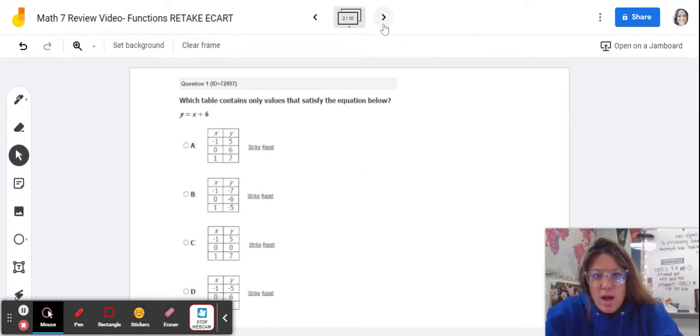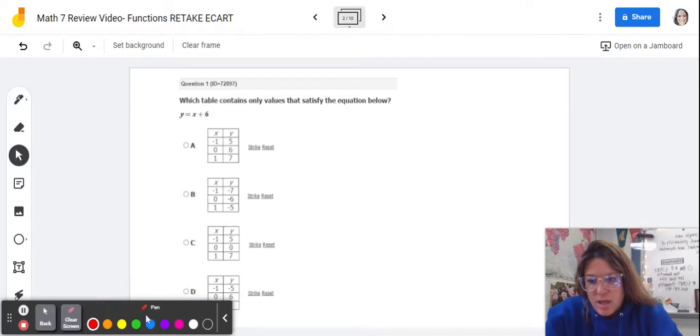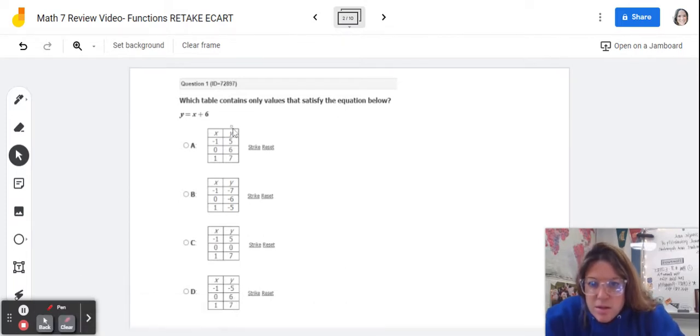So which table contains only values that satisfy the equation below? So you are plugging in here. You're just taking each one of these x values and plugging it in here. And I'm just going to test them randomly. I'm going to start with 0, actually. 0 plus 6 equals 6, so that's good. 1 plus 6, so I'm just putting the 1 where the x is, 7, so that's good. All right, -1 plus 6. And if I have to use my calculator, I can. -1 plus 6 is 5, though, so it looks like it's A.